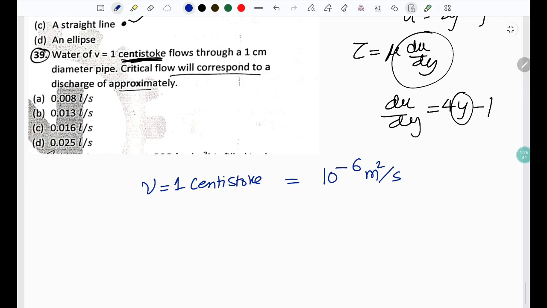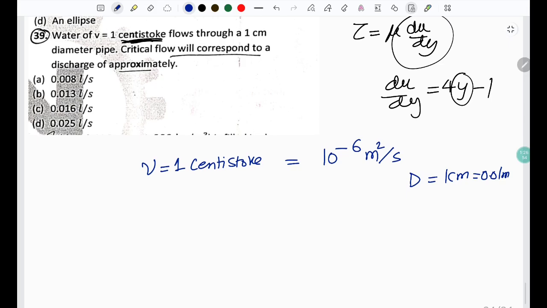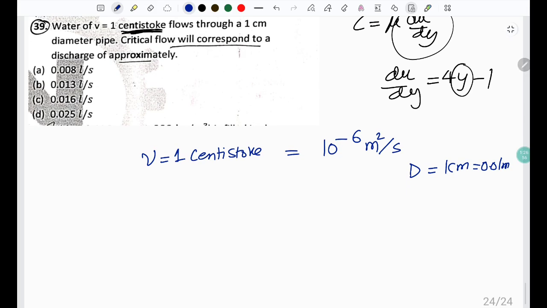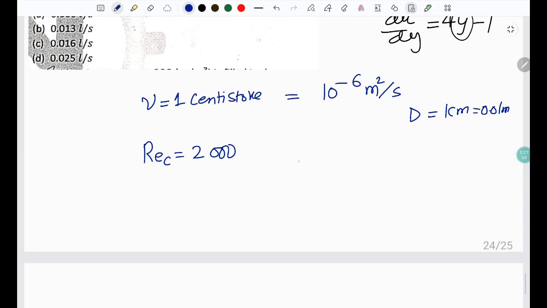And critical flow, where it is asking the dia is 1 centimeter, that is D is 1 centimeter, which is nothing but 0.01 meter. It is asking that the critical flow will correspond to the discharge of, you see, in a pipe critical flow occurs at Re_c, that is Reynolds critical, as 2000. We know the formula relating Reynolds number and kinematic viscosity as Re equals velocity times dia by nu.